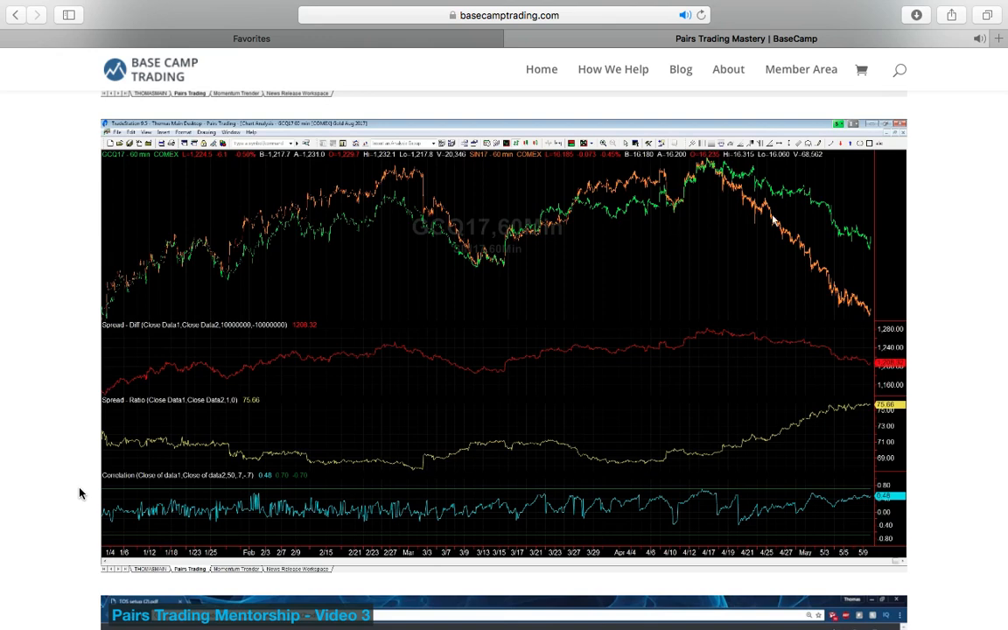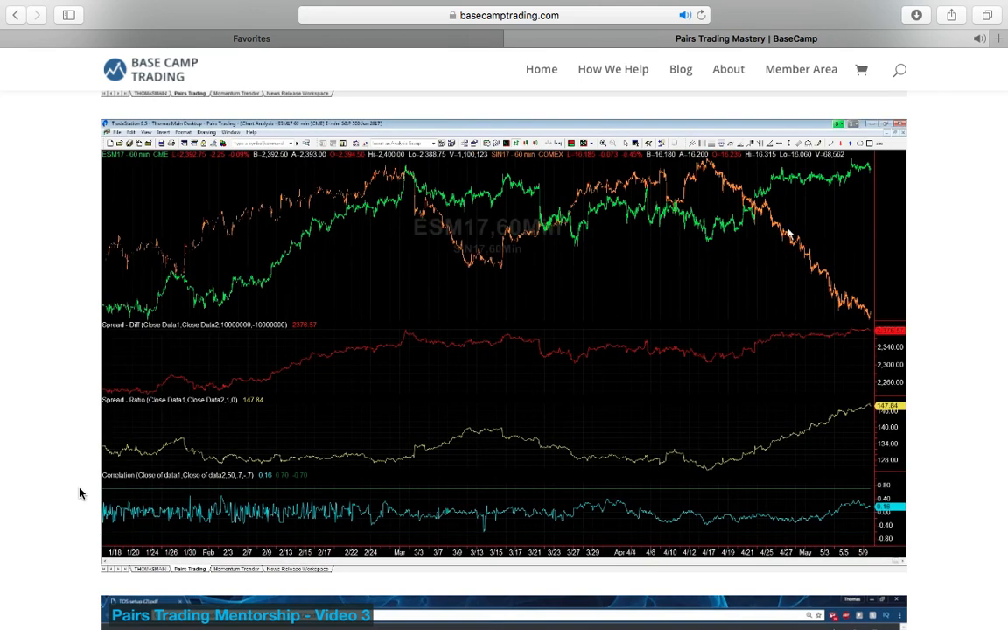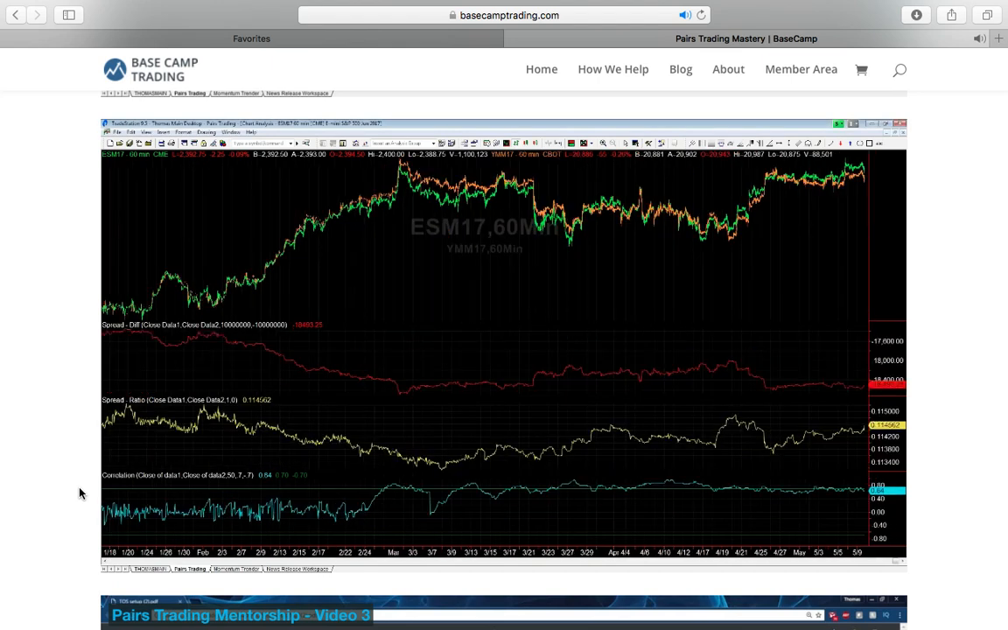First, let me pull up a different pair here. Let's look at ESM17, and we'll look at YMM17. I'll use this for an example because this is a pair that I'm in right now. Alrighty, so what we're looking at here is the S&P, which is green, versus the Dow, which is orange.